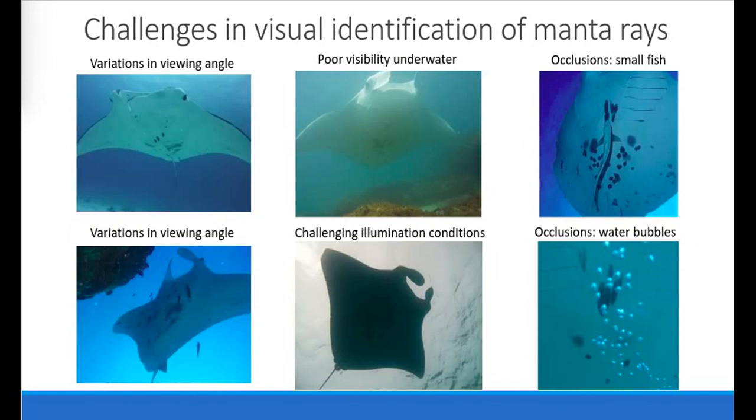To give you an idea about the diversity of images in manta ray dataset, here are some challenging examples. There is variations in viewing angles, and from some angles it's not even possible to identify the correct individual. There is also poor visibility underwater, so some images are really blurry, and challenging illumination conditions make it harder to identify an animal, and occlusions are present in front of the belly pattern in form of small fish and water bubbles.